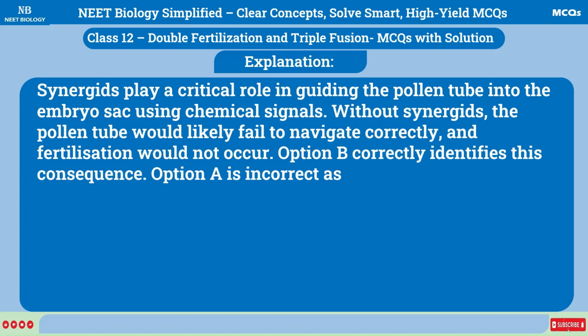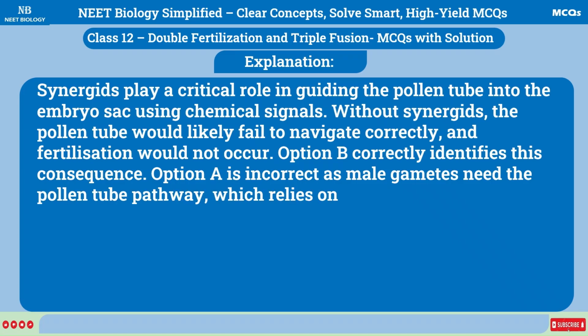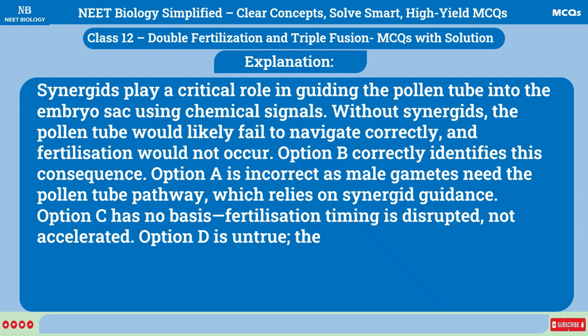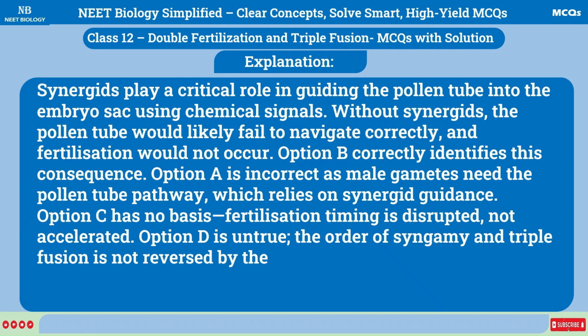Option A is incorrect as male gametes need the pollen tube pathway, which relies on synergid guidance. Option C has no basis. Fertilization timing is disrupted, not accelerated. Option D is untrue. The order of syngamy and triple fusion is not reversed by the absence of synergids.